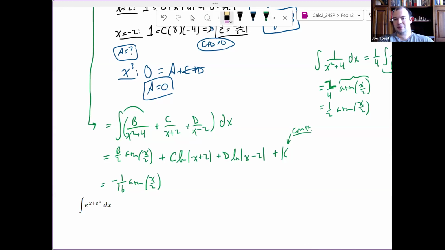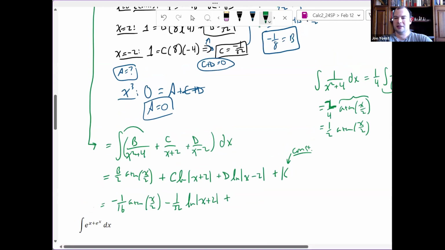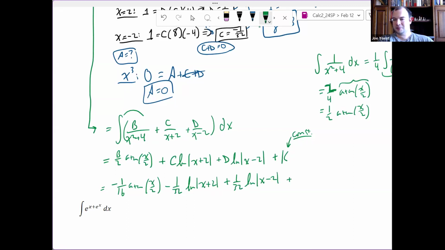Minus 1/32 log absolute value of x plus 2. And then d was 1/32 log absolute x minus 2 plus k.